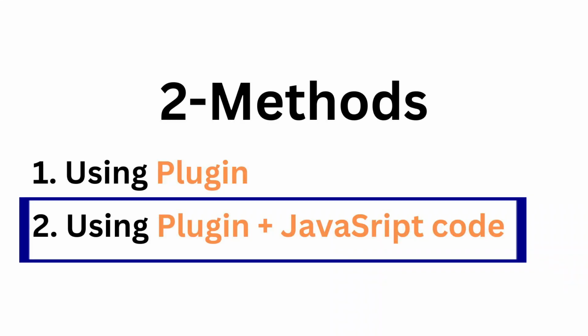Now let's see the second method. Using the second method, you can change unlimited text as you want. This process is a bit harder than the first method because now we will change text using JavaScript code. So let's see the second method.